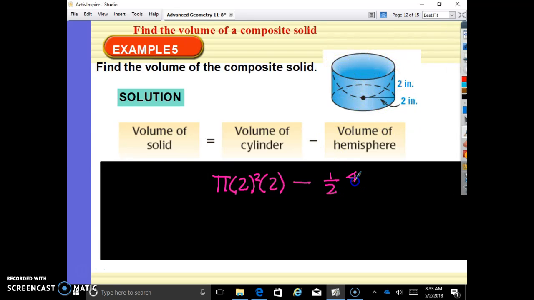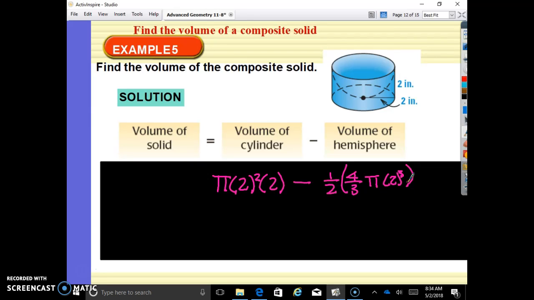sphere, which is 4/3 pi r cubed. So in my calculator, 2 cubed is 8 times 4 equals, divided by 3 equals, times pi equals. All right, so I have that number. I'm going to store it in 1.